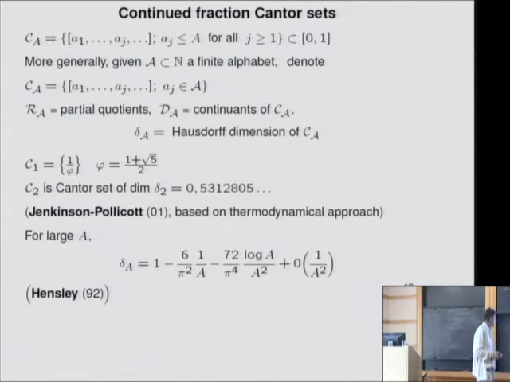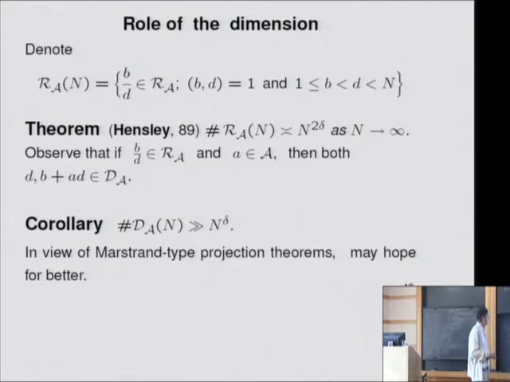This was in particular studied by these authors using the thermodynamical method, which is also something I'm going to use, in a more refined form in some sense, in order to get the information I need about my set. Now, what is the most important thing? It is the fact that when A is getting large, then this dimension is going to go to 1. And there is a precise formula which is due to Hensley.